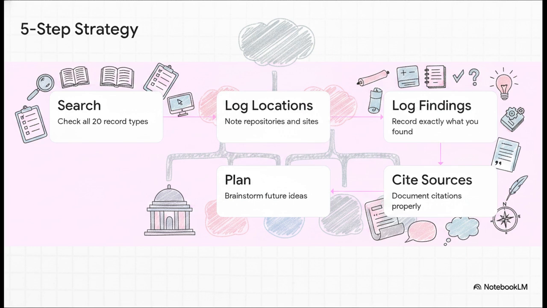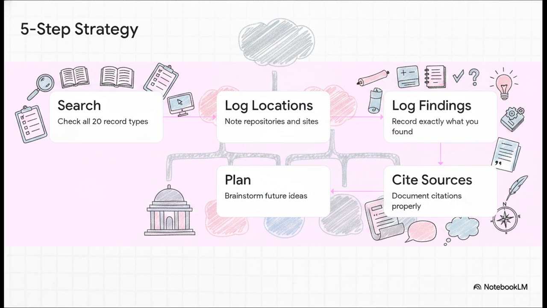Step 2, log locations. Write down exactly which archives or websites you visited so you aren't redoing your own work 6 months later. Step 3, log findings. Write down exactly what you found and, just as crucially, what you did not find. Remember, negative evidence is still evidence. Step 4, cite sources. Document the citation for every single record you examine. And step 5, plan. When records are missing, use that handy checklist to brainstorm where else you could look based on the 5 W's.